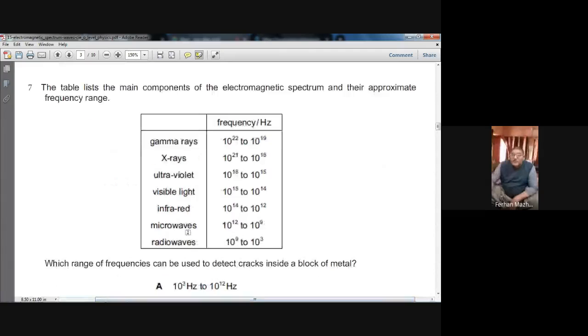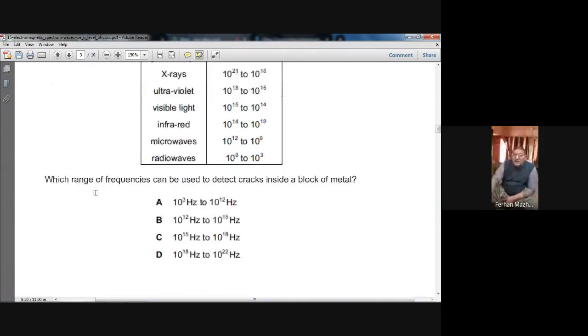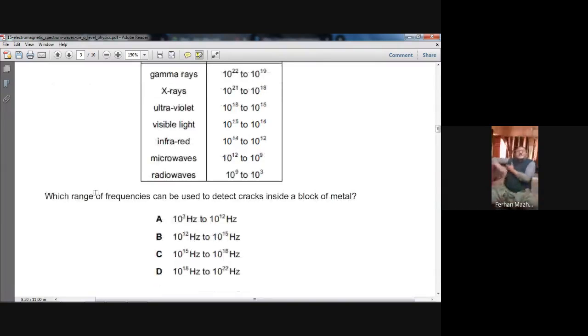Now we are moving to the next. Question number 7 is on your screen. The table lists the main components of the electromagnetic spectrum and their approximate frequency range. Gamma rays, their frequency range is given. X-rays, ultraviolet, visible light, infrared, microwaves, radio waves. Which range of frequency can be used to detect cracks inside a block of metal? For this purpose, we use X-rays. X-rays are used to find out the cracks in a block of metal.